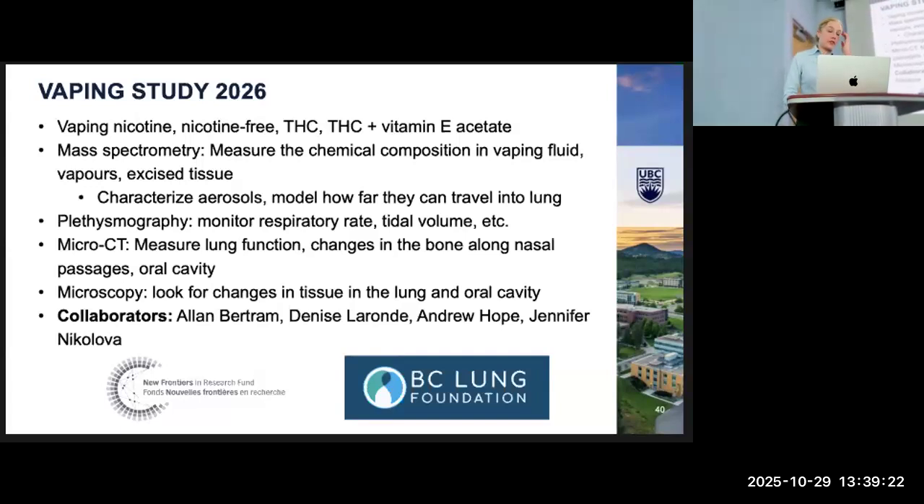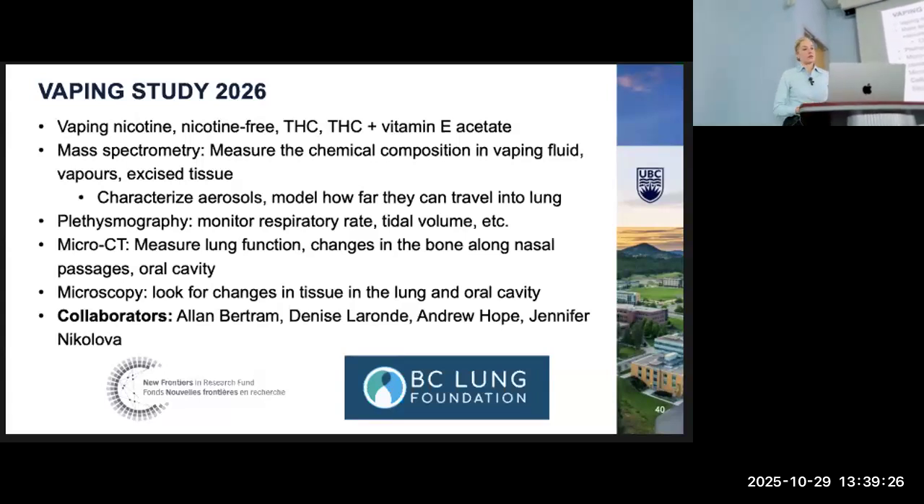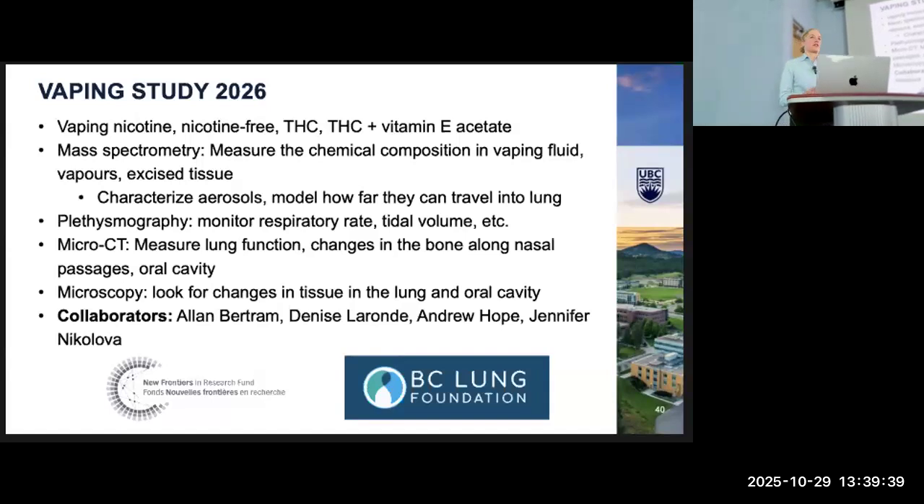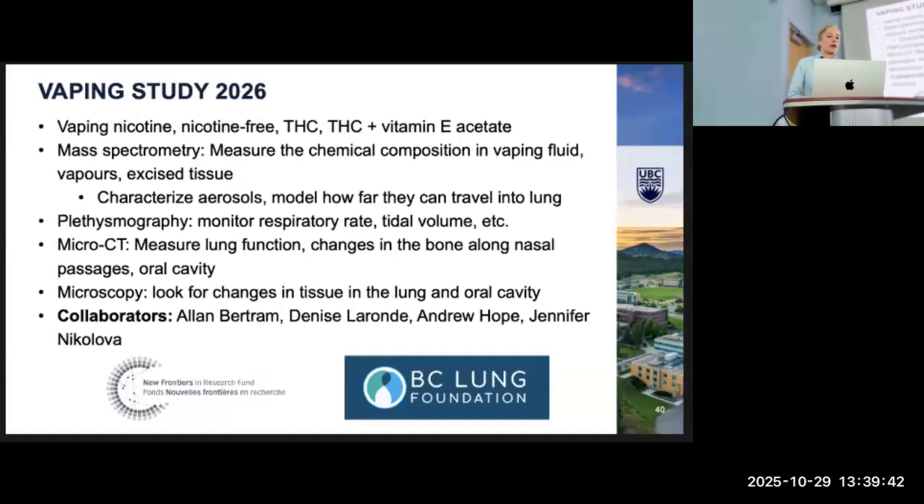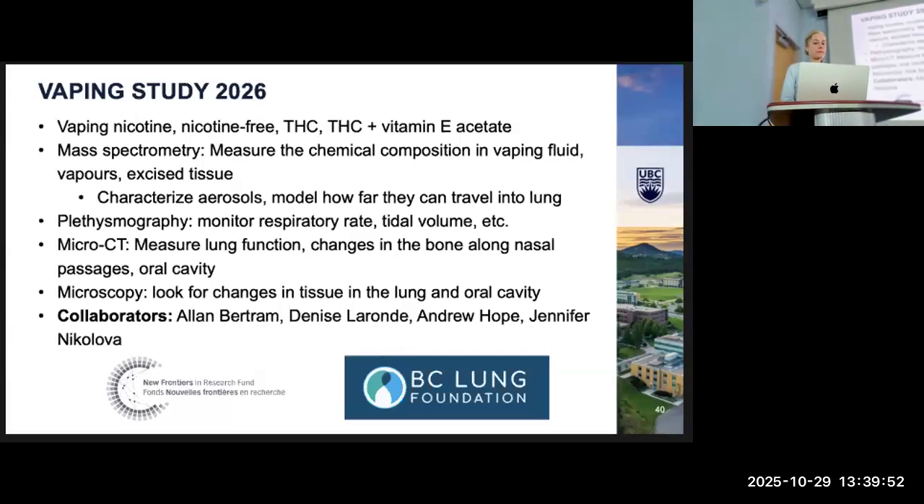So we're going to do a fairly comprehensive study. So we're going to look at the fluid. We're going to look at the vapors and aerosols it produces. We're going to look at excised tissue from the mouse, looking at lung, tongue, and palate, because those are the sites where you would get lung cancer or oral cancer. We're going to look at micro-CT. So we're going to take micro-CT images of the lung before, during, and after vaping for 6 months.